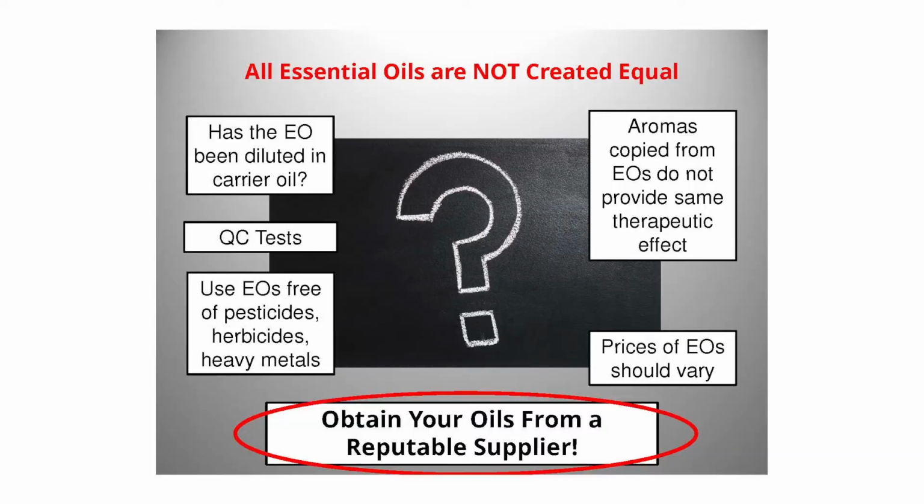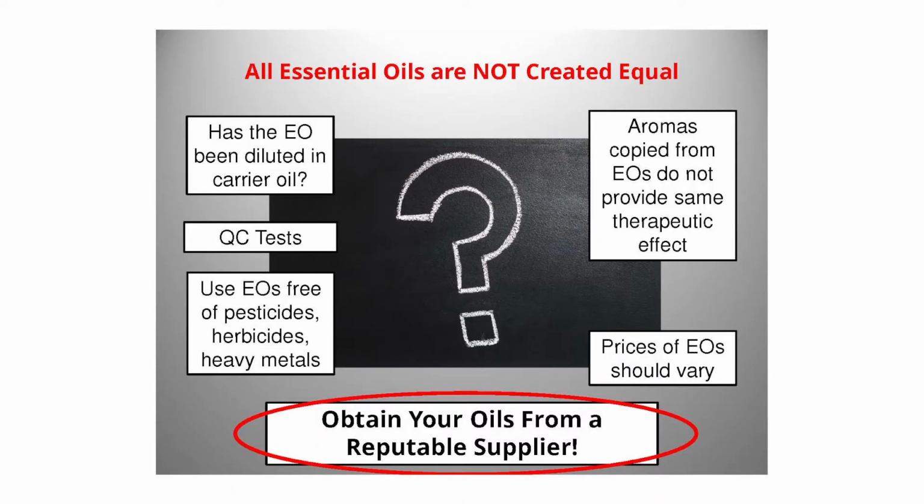Another way that you can tell is if you take your essential oil and you drop it in water, it won't make the water cloudy. So it's another tell. We've already mentioned quality control tests and the battery of quality control tests that should be performed by an essential oil company. And because there's no oversight, it's up to you, the consumer, to do your research and see if that company performs it. Always use essential oils that are free of pesticides, herbicides, and heavy metals. A reputable essential oil company will be proud to give you that information.